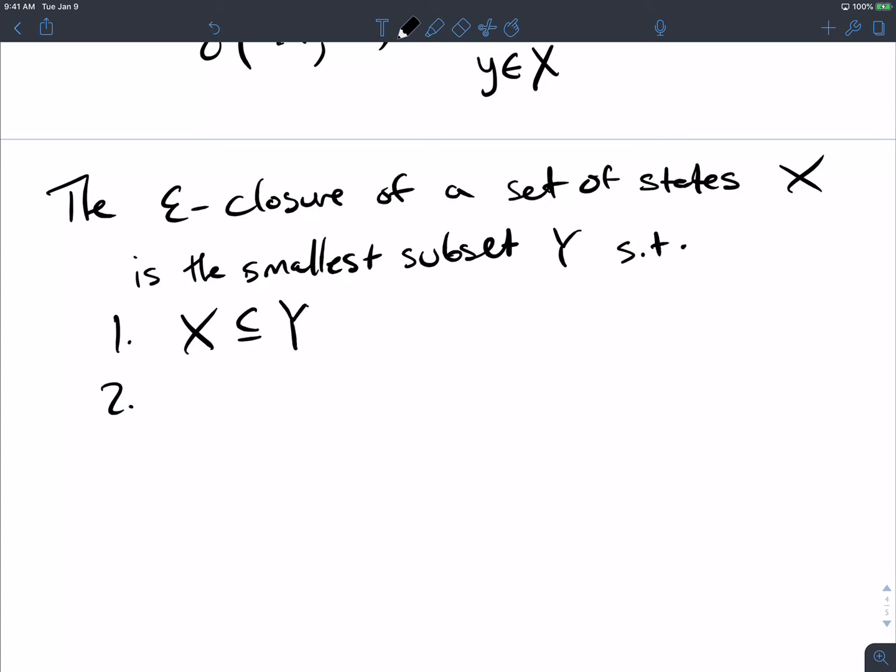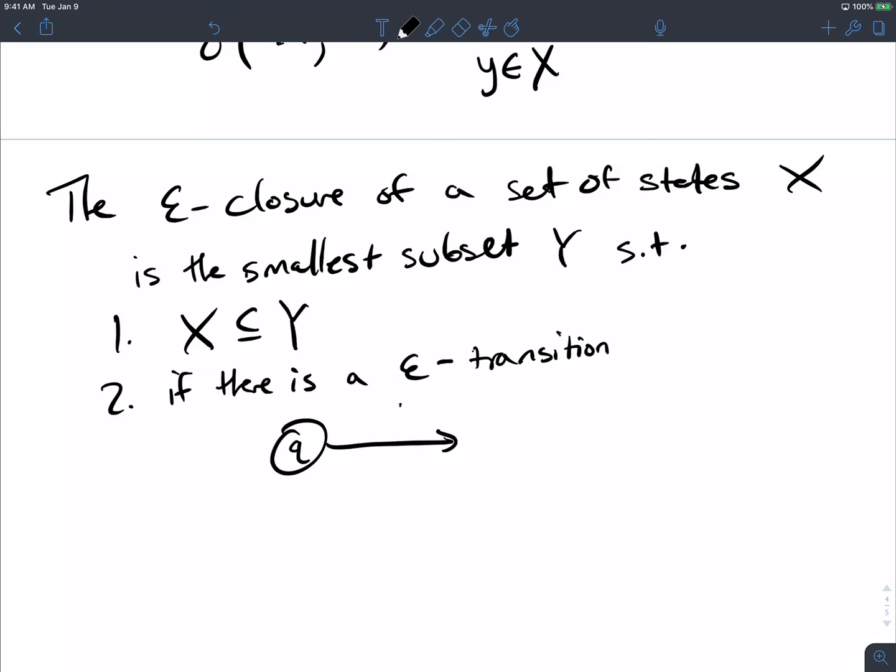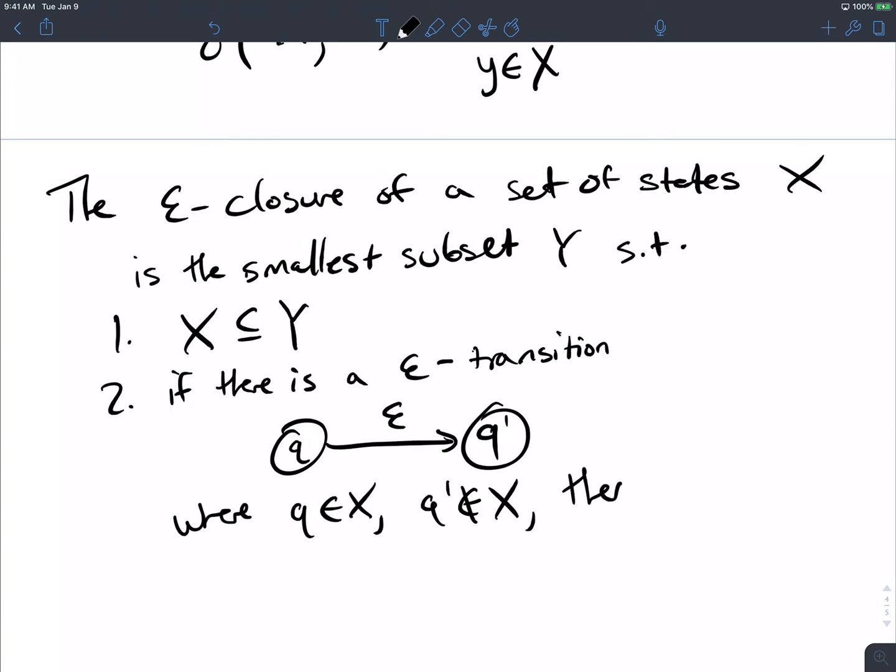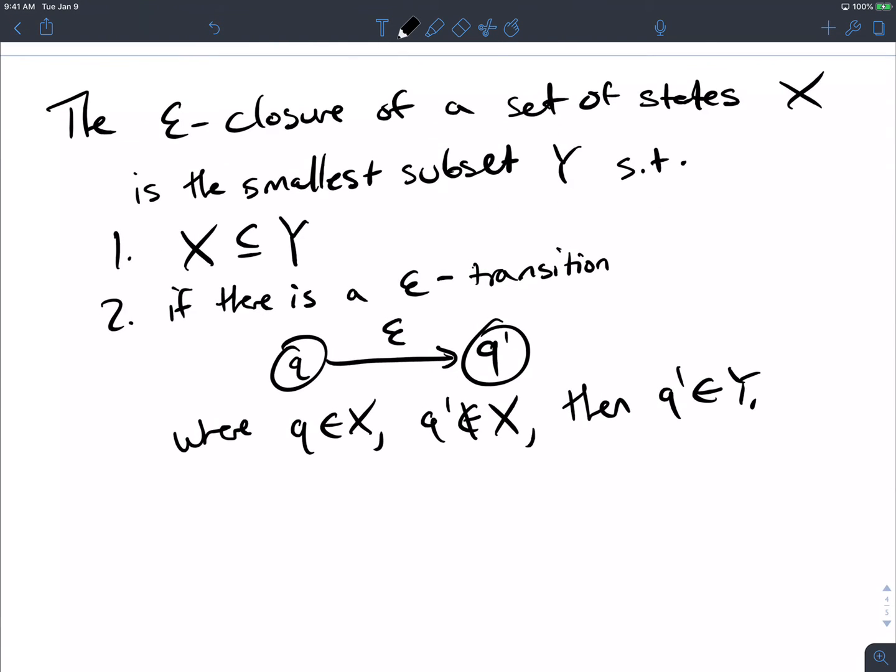The smallest subset Y such that, if there is an epsilon transition where we have some state Q having an epsilon transition to state Q prime, where Q is in X and Q prime is not in X, then Q prime is in Y. Yeah, I think that's fine. Making this up as we go. Kidding.